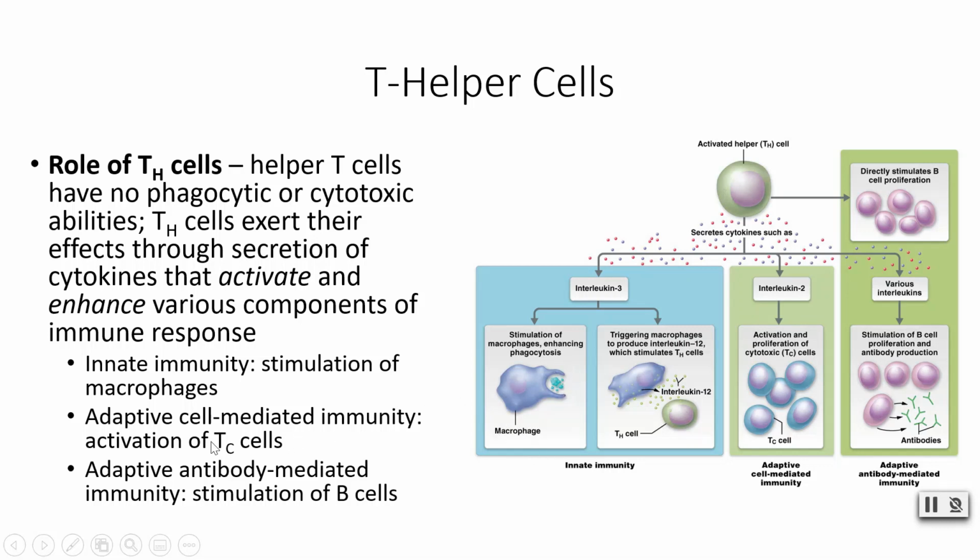We can also activate cytotoxic T cells, secreting other types of cytokines. Now we're going to make more and stimulate the maturation of cytotoxic T cells. And we could stimulate B cells. So we have even more cytokines that are going to stimulate B cells to start cranking out antibodies. So T helper cells, they really are helpers. They're helping activate these other players in your immune system.